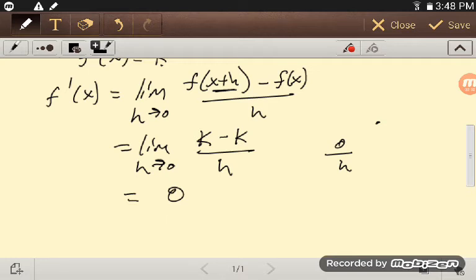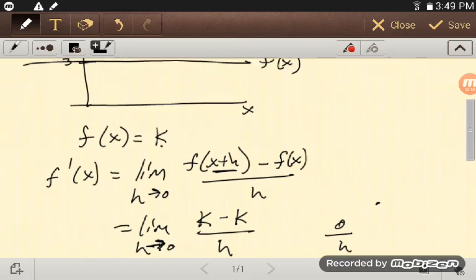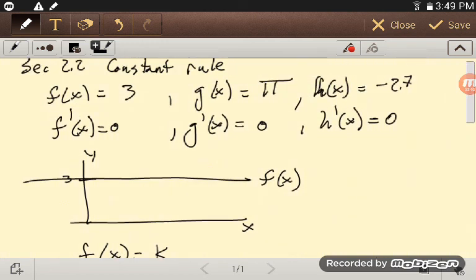I said I had 0 over h, and for every value of h that's not 0, and remember this is a limit, I don't care about 0, what's happening as I'm approaching 0, for every constant h that's not 0, I get 0. So the limit is 0. And there you go, there's our proof. And so there's our constant rule. I want the derivative of a constant, pi is a constant, e is a constant, I get 0. And so there we go, first rule.